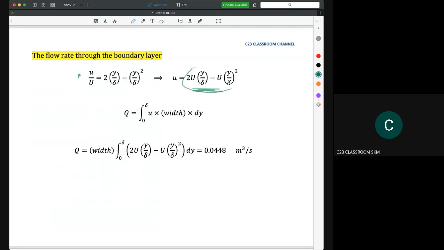So you substitute all this equation into this one, okay, and then the width here is equal to 1, and then we could integrate with dy. The simple way is you could bring the width and also the U outside because it has nothing to do with y. And then you integrate this one, substitute with limits 0 to delta, and then you could get around 0.0448 meter cube per second.